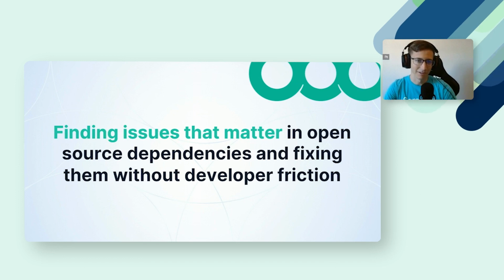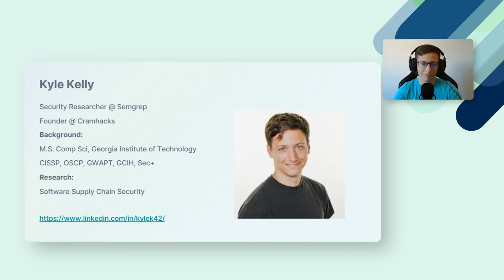My name is Kyle Kelly, and I'm a security researcher at Semgrep, specifically on the supply chain security team. For those of you less familiar with Semgrep, it's a popular open source project that we have built a platform on top of to offer static code analysis, supply chain security, and now secrets detection. Additionally, I'm the founder and author of Cram Hacks, which is a weekly newsletter dedicated to supply chain security. And really, I live and breathe this stuff. That's about all I do. I dream about supply chain.